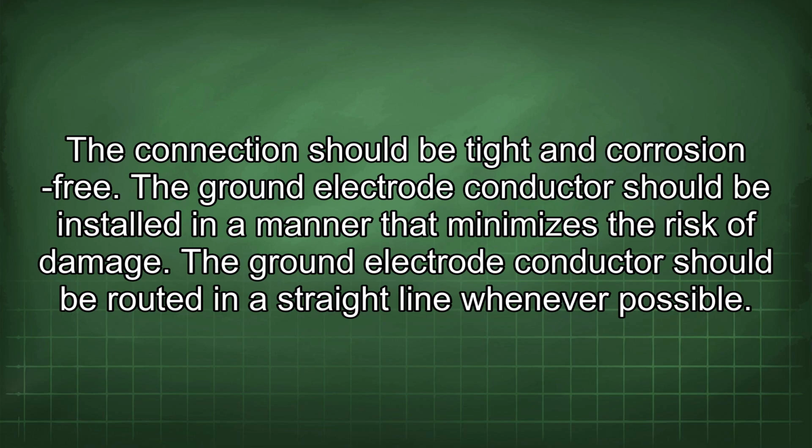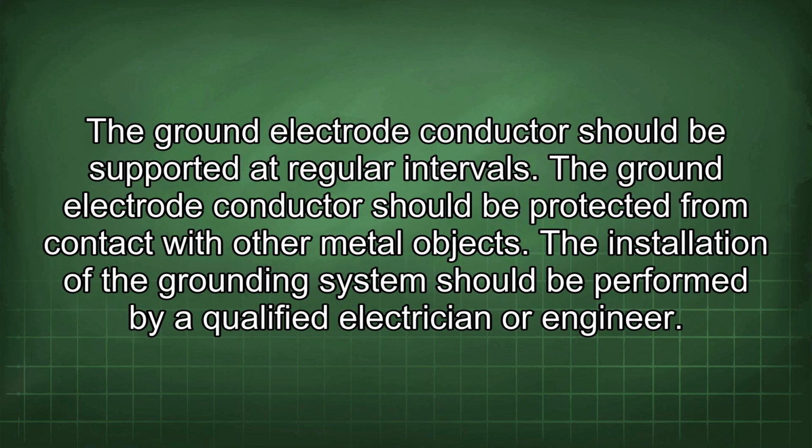The ground electrode conductor should be installed in a manner that minimizes the risk of damage. It should be routed in a straight line whenever possible. It should be supported at regular intervals. It should also be protected from contact with other metal objects.